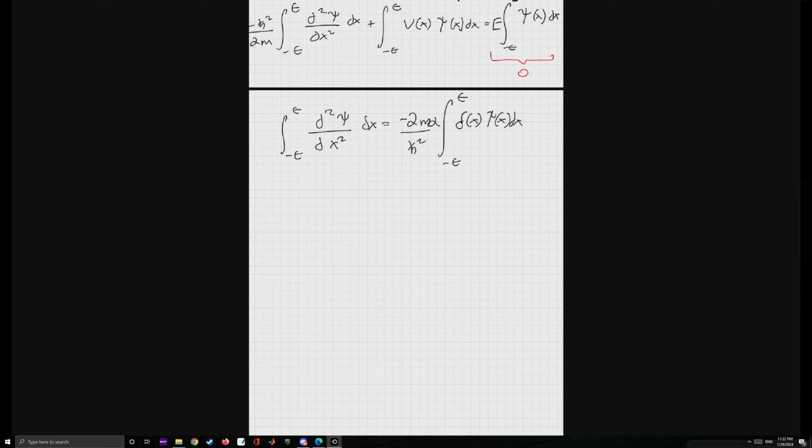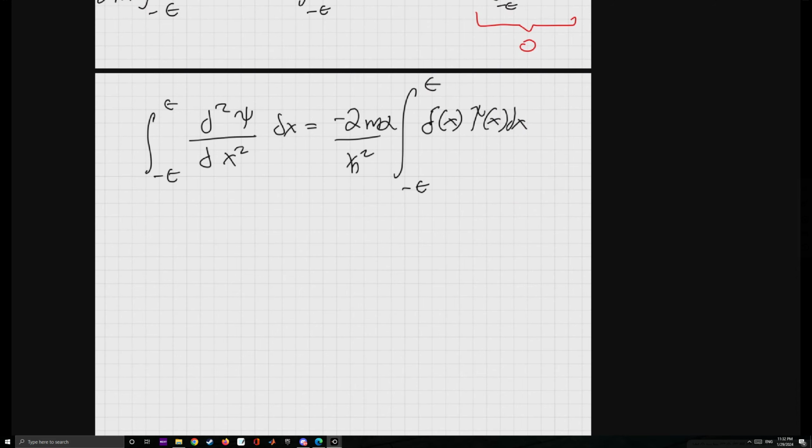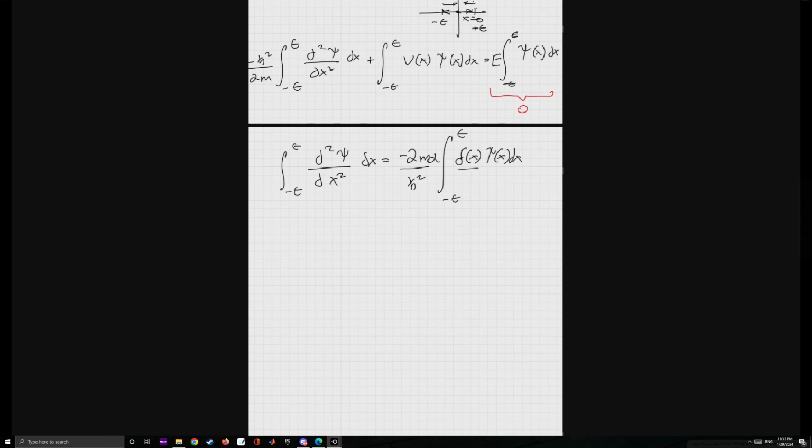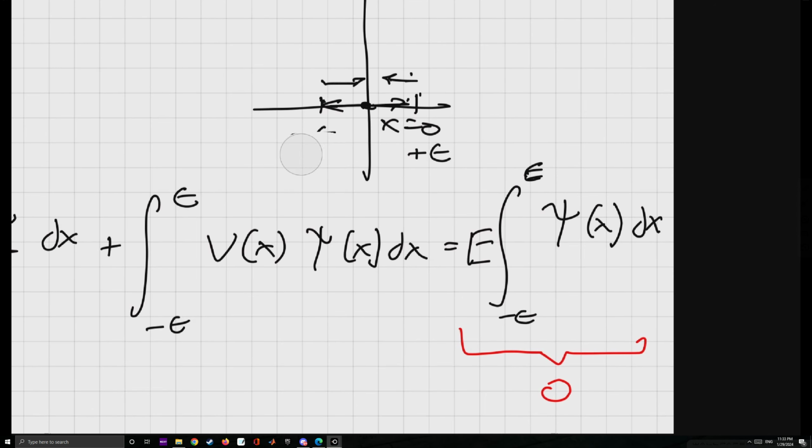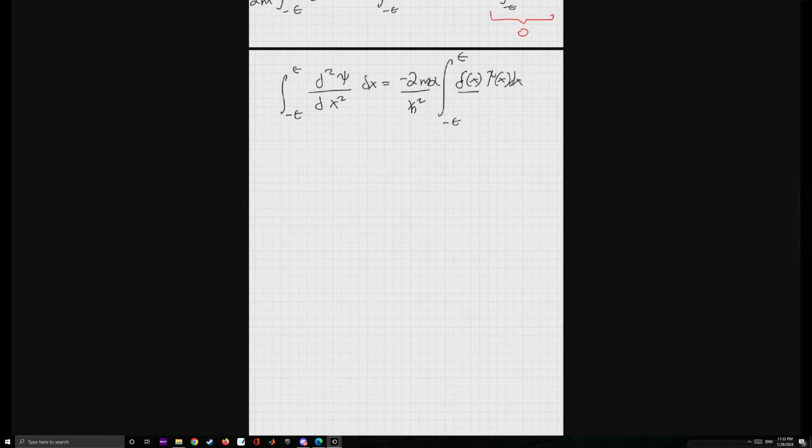So the delta function, the argument here, is 0. What makes the delta argument 0? x equals 0. And that is within negative epsilon to epsilon. 0 is included within negative epsilon to epsilon. That's because these are just small perturbations.